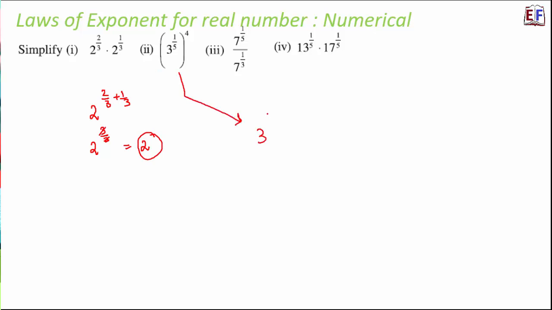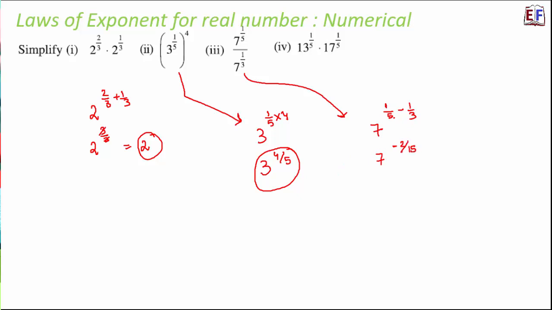Let's look at the second one. 3 to the power 1 by 5 to the power 4. So this will get multiplied. So this becomes 3 to the power 4 by 5. Third one, division, same base. So the powers will get subtracted. 1 by 5 minus 1 by 3. So 1 by 5 minus 1 by 3 is equal to minus 2 by 15. This is like the normal subtraction. So that becomes the answer.